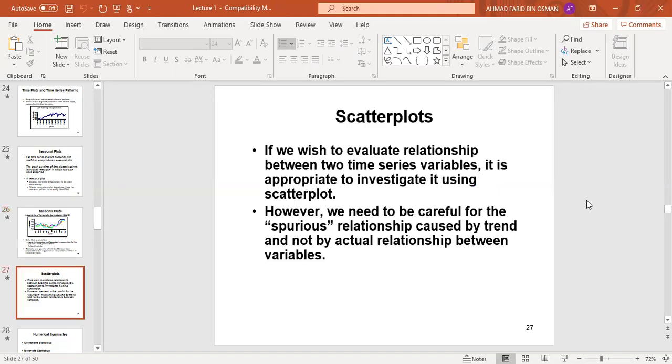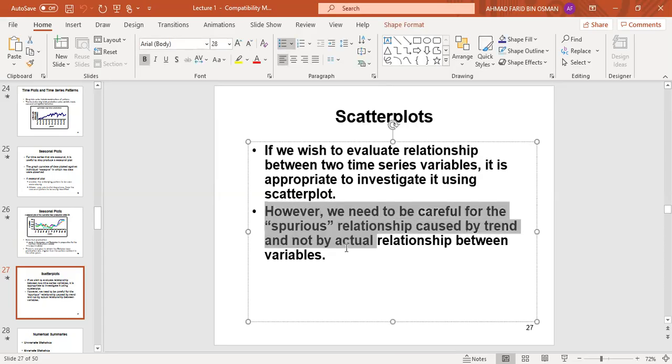And then the third graphical tool is scatter plots. If we wish to evaluate a relationship between two time series variables, it is appropriate to investigate it using a scatter plot. However, we need to be careful of spurious relationships caused by trend and not by an actual relationship between variables. So if you produce a scatter plot for time series data, you need to be careful of this.